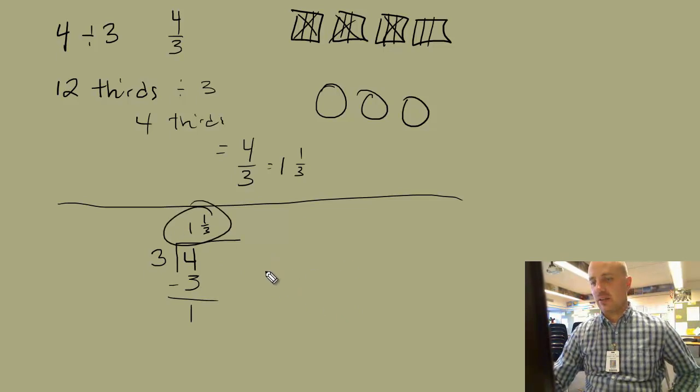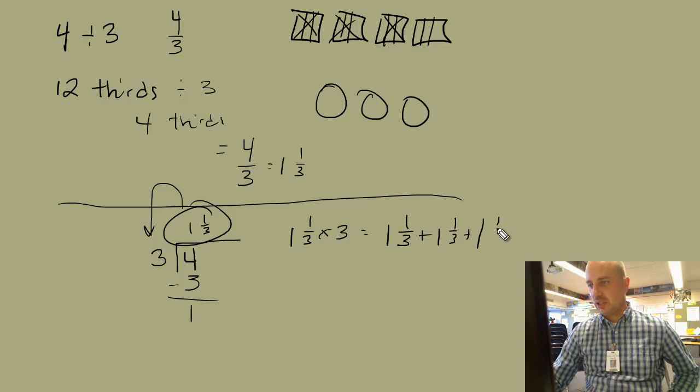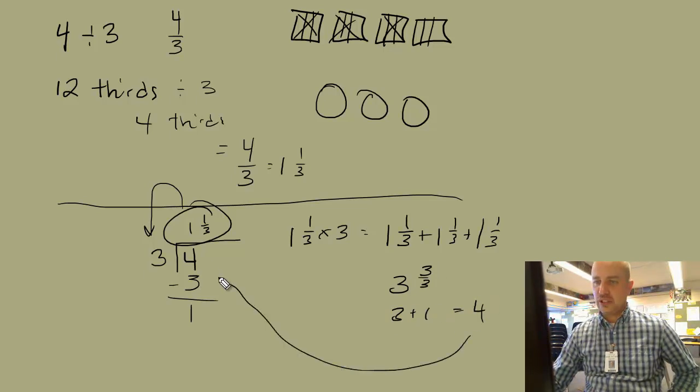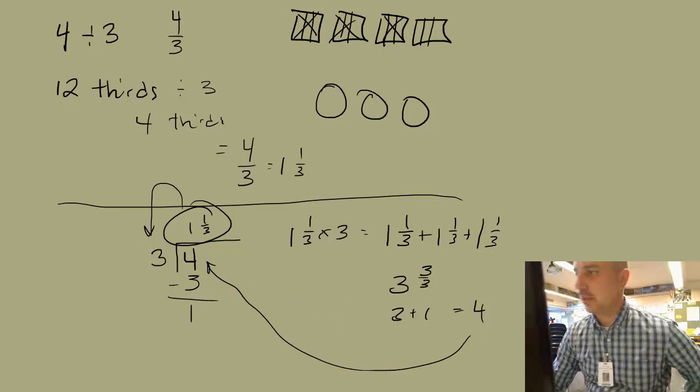Now, if I have that and I want to check it, we know how to do this. We take our quotient and multiply it by our divisor, and we should get our dividend. So 1 and 1/3, we're going to multiply it by 3, and let's just do repeated addition to save ourselves. We do that plus 1 1/3, and that plus 1 and 1/3, and that's 1, 2, 3. That's 3 and 3/3. That's 3 plus 1, or 4, which is exactly what we had over there.